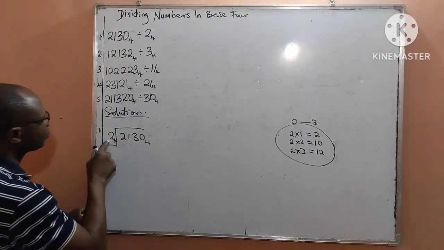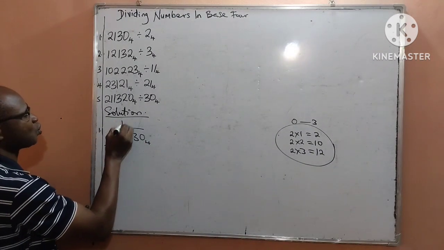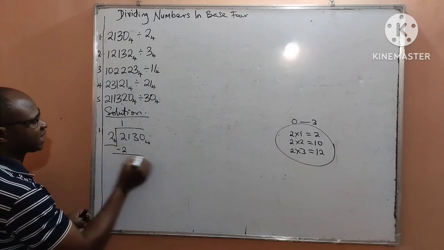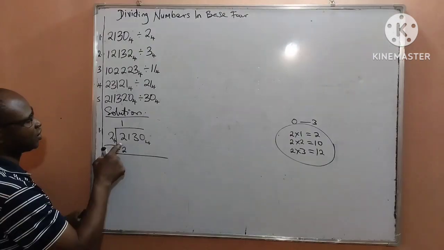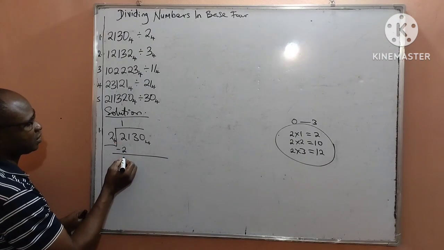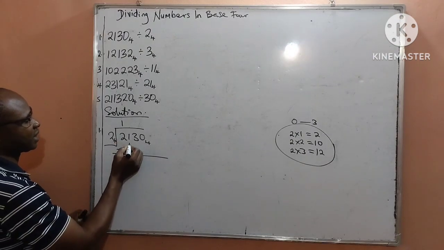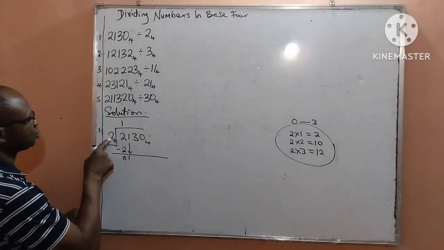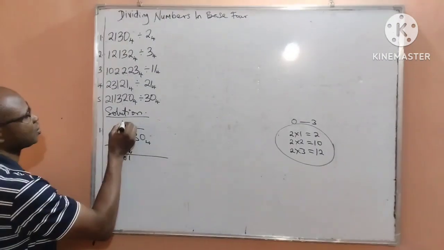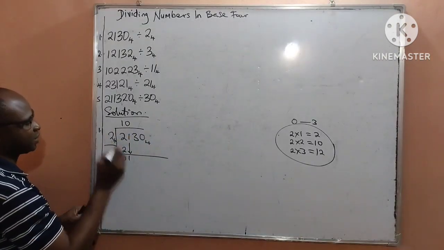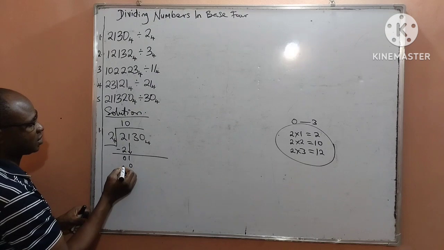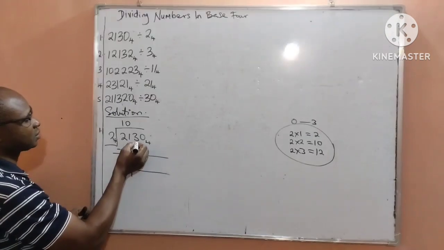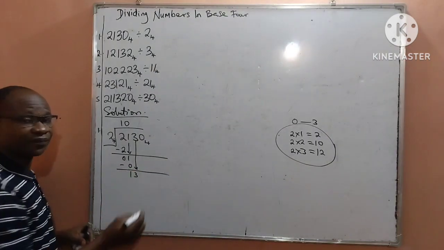We begin. 2 divided into 2 will give us 1. 1 multiplied by 2 will give us 2. So we subtract. That is now going to give us 2 minus 2 is 0. Then we bring down 1. That becomes 1. Next, 2 divided into 1 cannot go. We have 0. 0 multiplied by 2 will give us 0. So we subtract. 1 minus 0 is 1. Then we bring down 3.